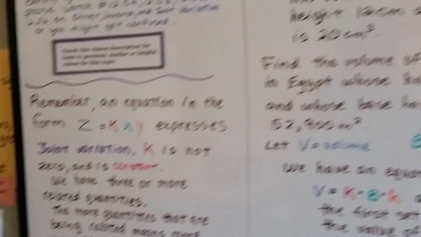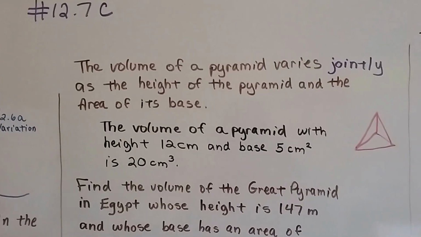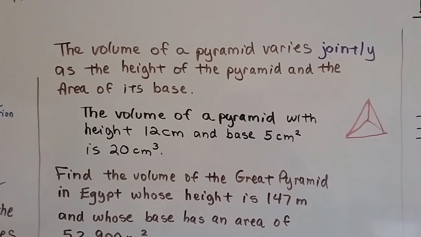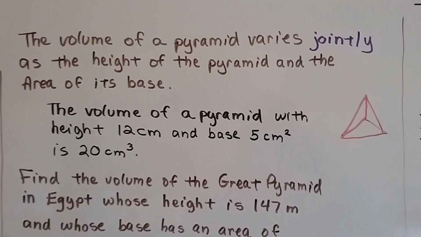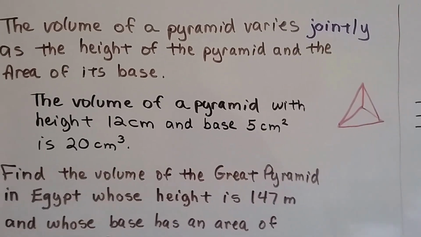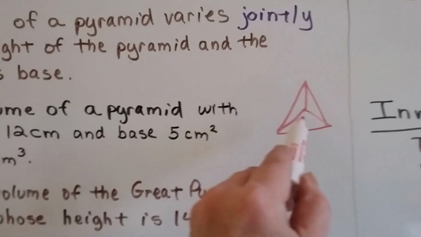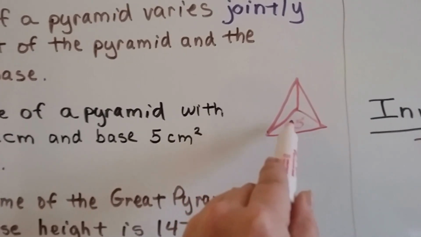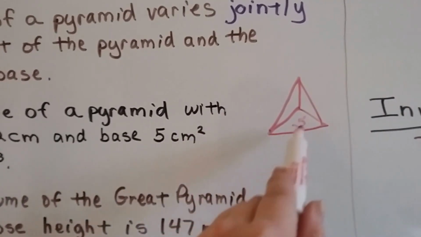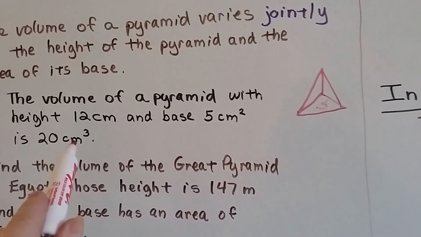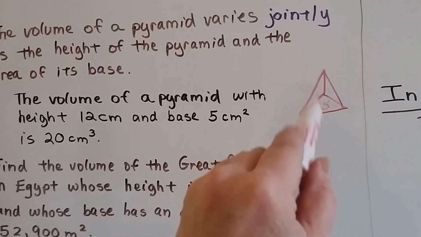So the volume of a pyramid varies jointly as the height of the pyramid and the area of its base. And the volume of a pyramid with a height of 12 centimeters and a base of 5 centimeters squared is 20 centimeters cubed. So if this base here is 5 centimeters square, see, that's the base, then the volume is going to be 20 centimeters cubed when the height is 12 centimeters.